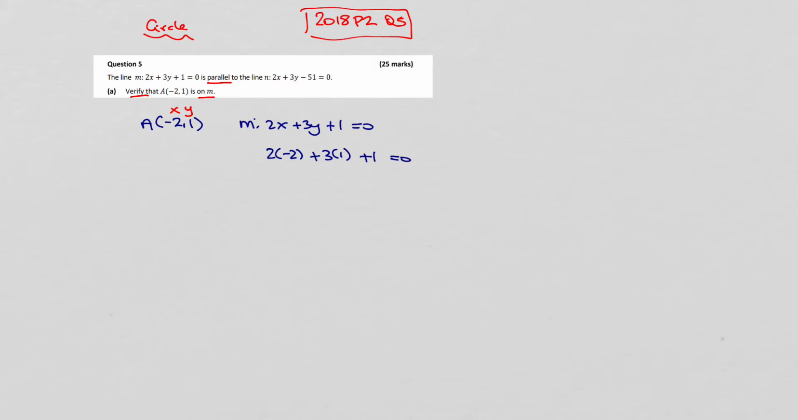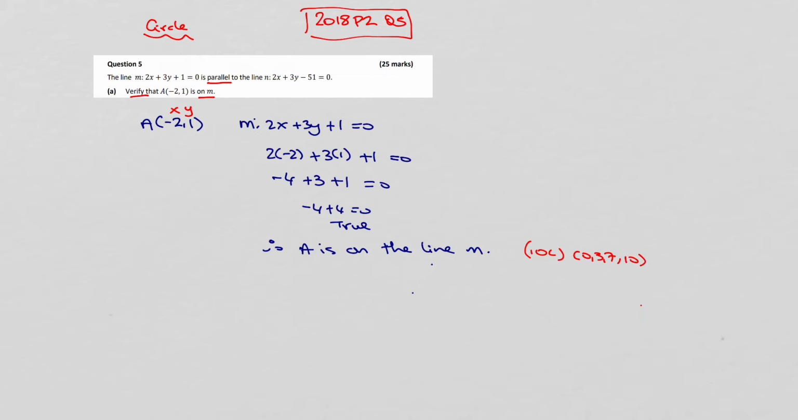Of course we end up with minus 4 plus 3 plus 1 is equal to 0. That's true, because minus 4 plus 4 is 0. And therefore, A is on the line M. So again, always make sure you're concluding. It was 10 marks going for that, very generous in terms of a very easy question.